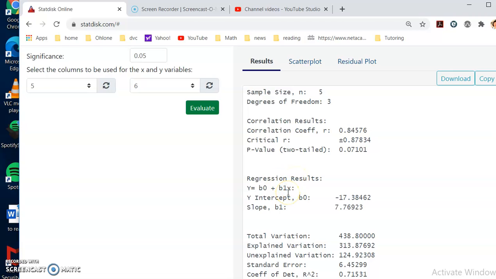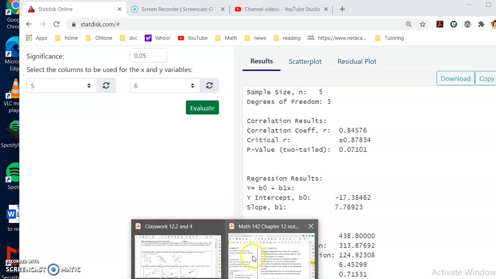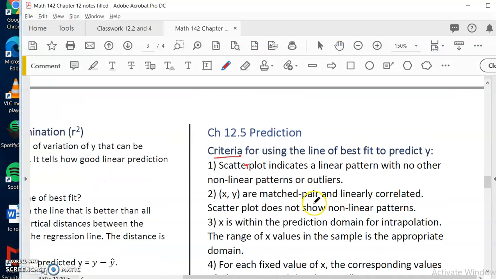So don't just look at the scatter plot or the matched pair data, calculate the regression results, and use it for prediction. You only use it for prediction if the correlation coefficient or p-value shows that there is linear correlation. This is the most important thing for prediction. Okay, so we'll go back to the notes.